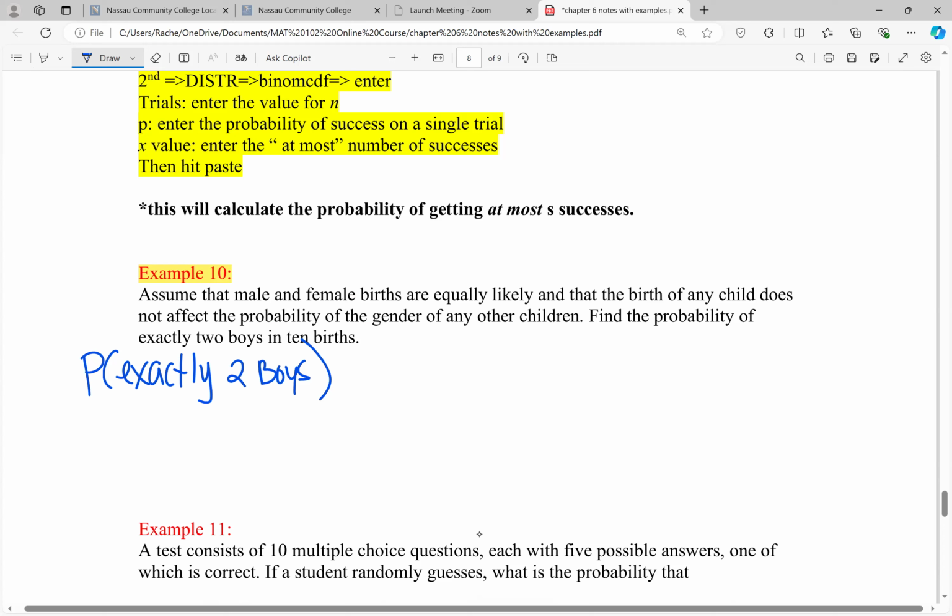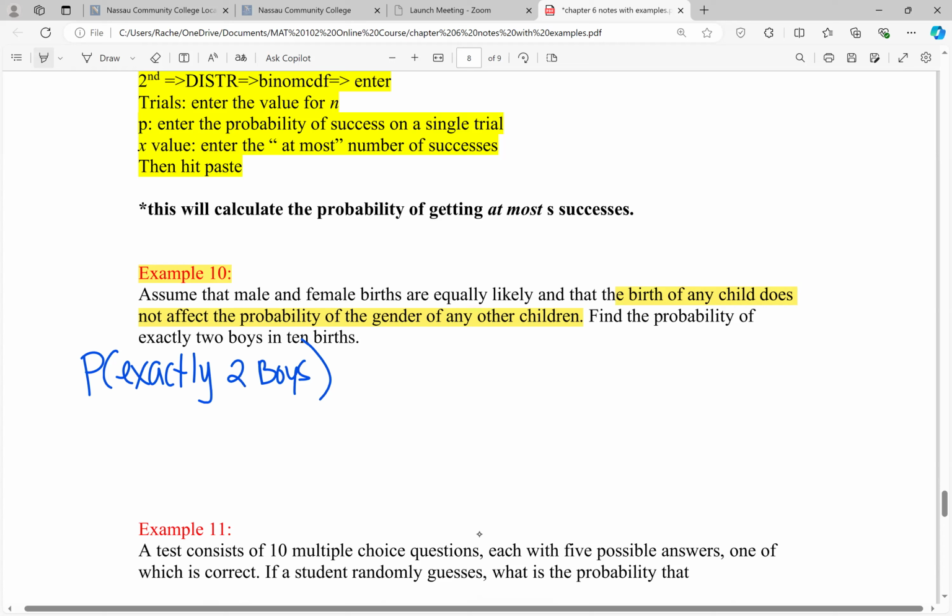And it says explicitly here, they're all independent of one another. Because remember, that was the third criteria, that these trials have to be independent, meaning that the birth of any one child doesn't affect the probability of the gender of any other children. So, for example, if a boy is born first, that's not going to influence the probability of a boy or a girl on the second trial. They're all independent. And the probability of a success stays the same for every single trial.